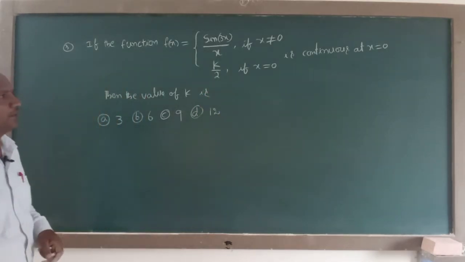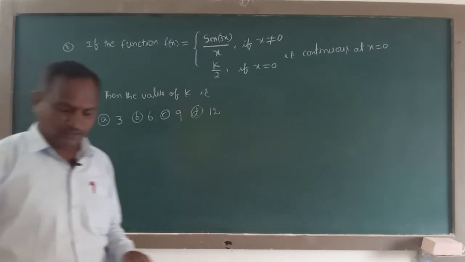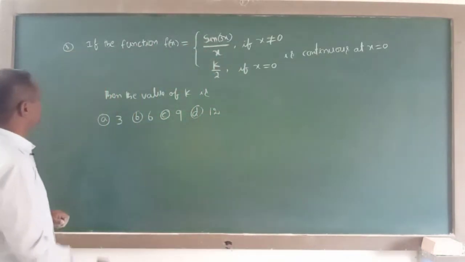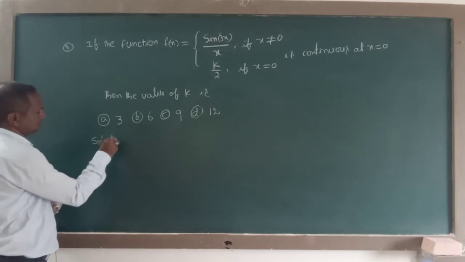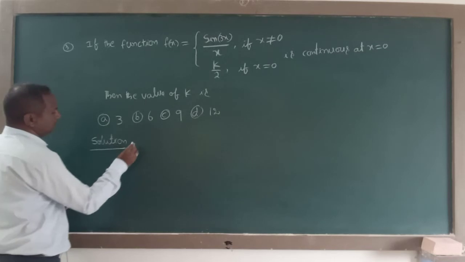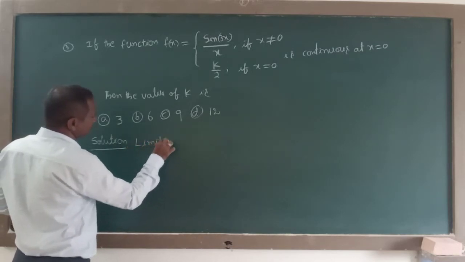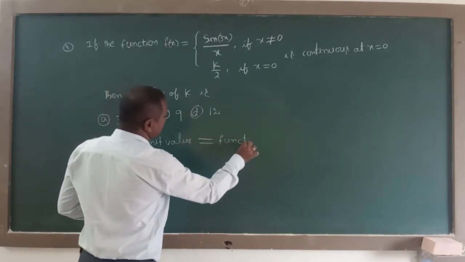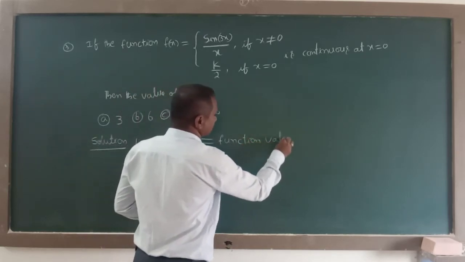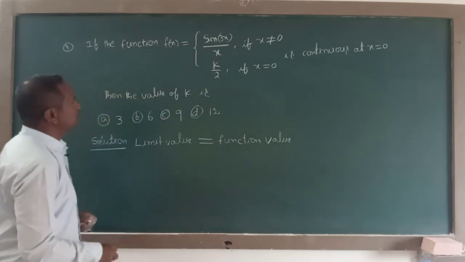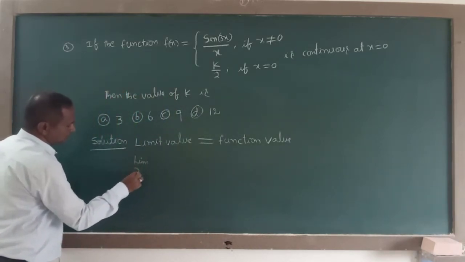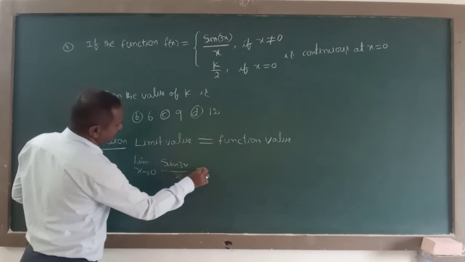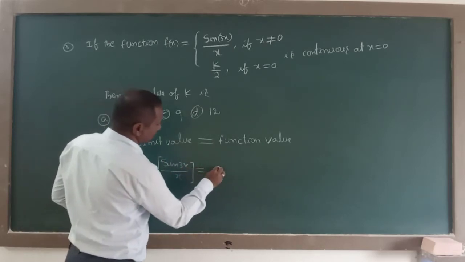Same here also, you have to apply L'Hospital rule, or you can apply formulas of standard limits also, you will get the same answer here. So the solution for this question: limit value is equal to function value. Limit x tending to 0 of sine of 3x whole divided by x is equal to f of 0.